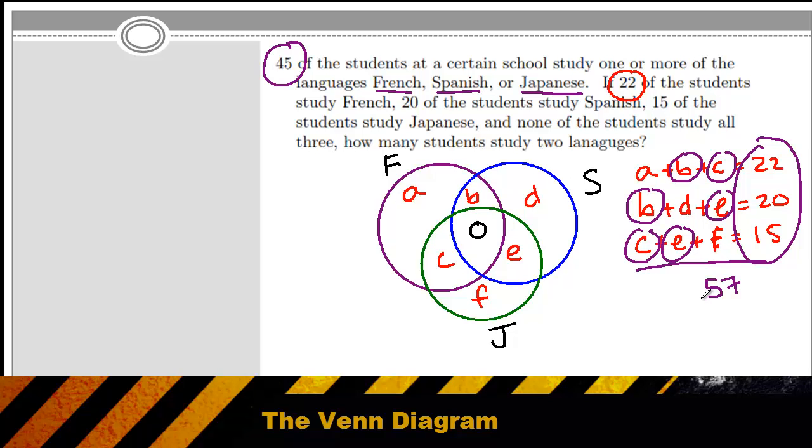So if we take our number of 57, the number of all of the people in all the groups, and subtract the real number of students, we can see that 12 students were counted twice. And in this case, that works out great because that is what the question is asking. The question is asking how many students study 2 languages. In other words, how many students were counted twice. So that number is 12.